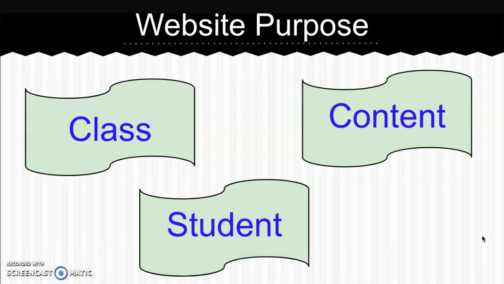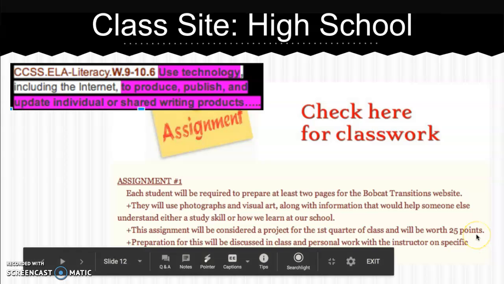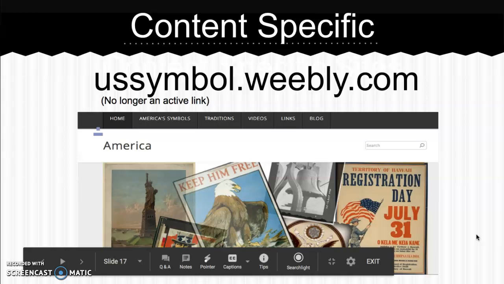So we're mostly focused on a class website, but I'm going to show you a couple of examples of content specific and student websites and how I use those. First and foremost, we can use our class sites to post homework, classwork, missing assignments. Your students can't say they didn't know what was assigned because it was posted on the class website.